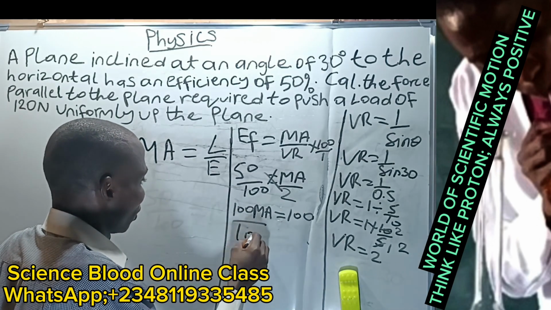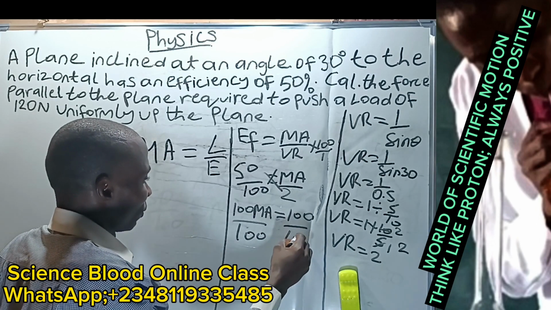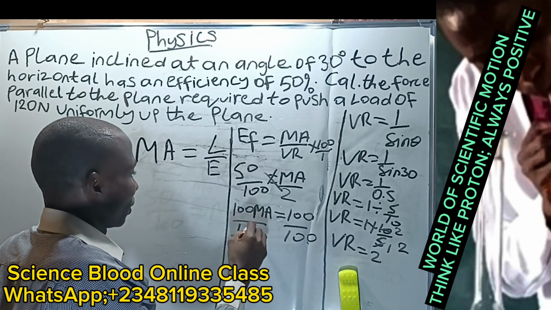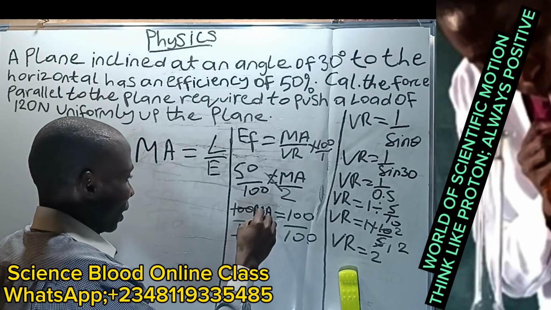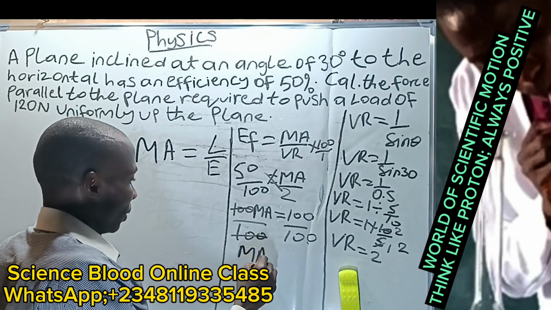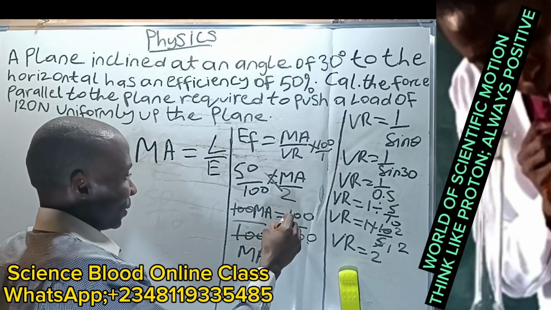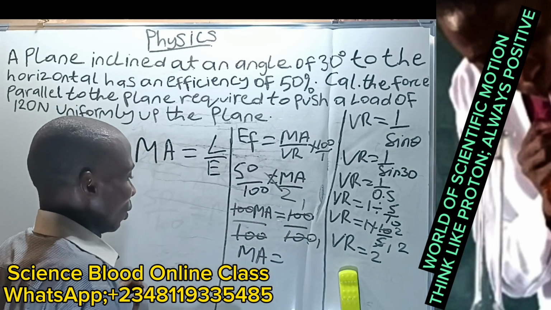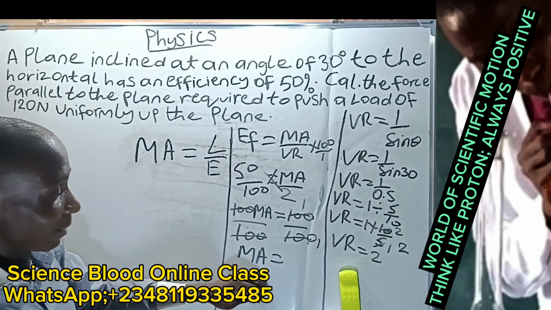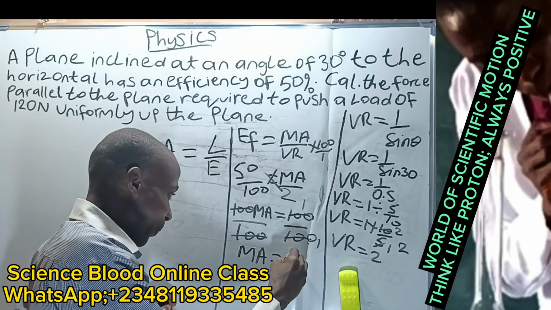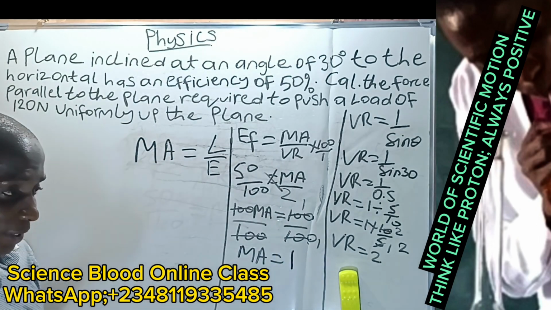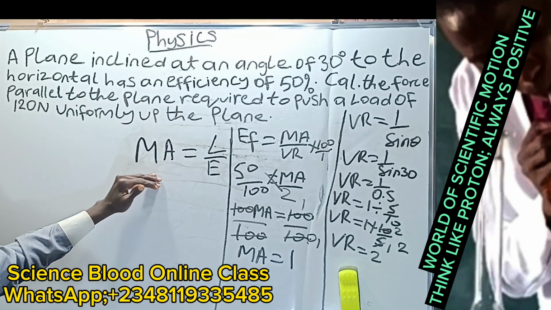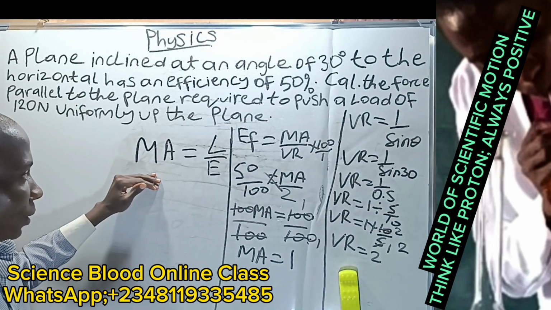Now let's divide both sides by the coefficient of MA, which is mechanical advantage. Therefore, here is over 100, here will be over 100. So here 100 will cancel 100. You are now left with MA equals the same thing, 100 over 100 is 1. Therefore, the mechanical advantage is equal to 1. So have you seen it? Now let us go back to our original question.